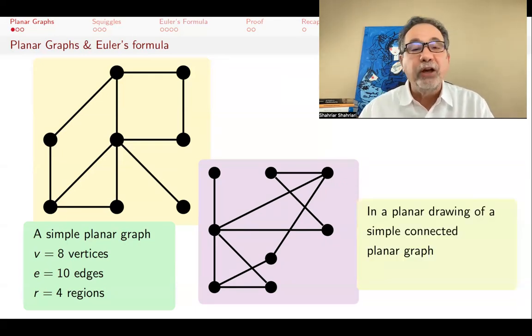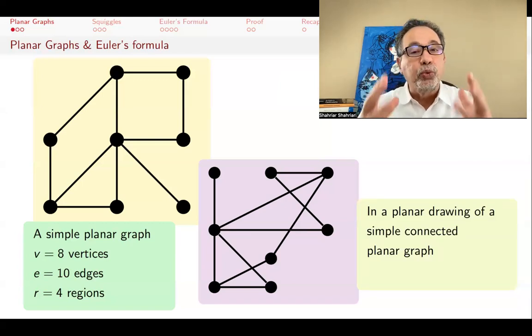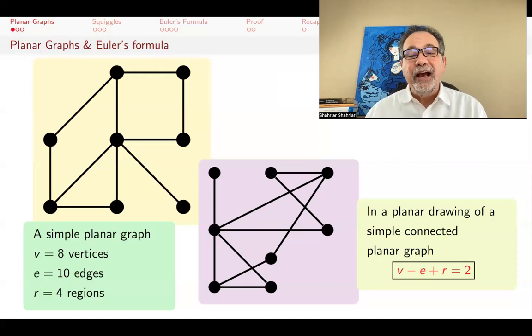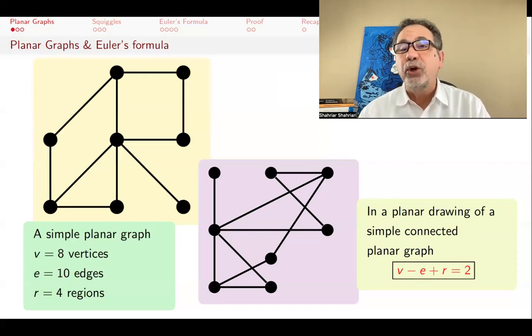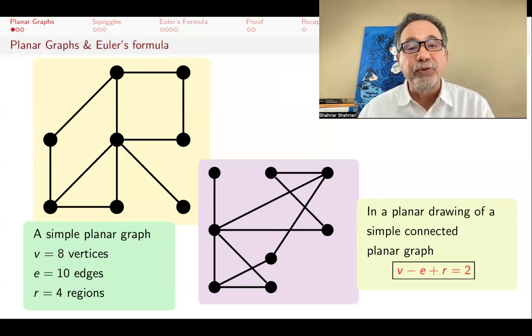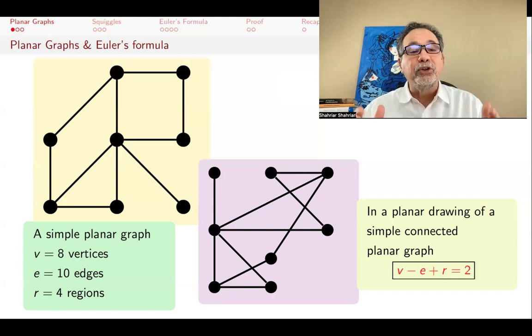In a planar drawing of a simple connected planar graph, connected means that there's just one connected component. You can go from any vertex to any other vertex via the edges. In such a thing, the number of vertices minus the number of edges plus the number of regions is 2. And this is Euler's formula. No matter what simple connected planar graph you have, if you draw it as a planar drawing with no edges crossing, then there's an invariant: the number of vertices minus the number of edges plus the number of regions is 2.